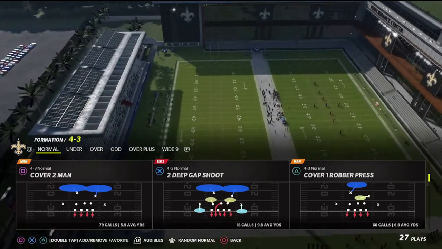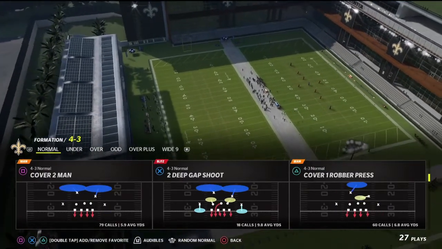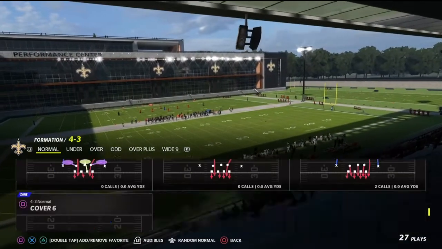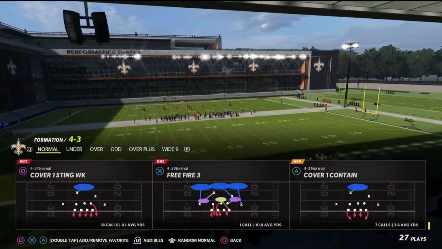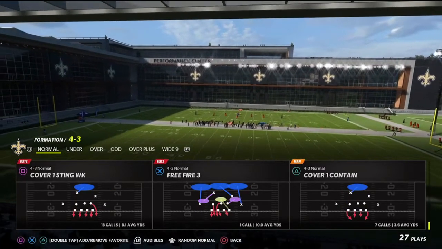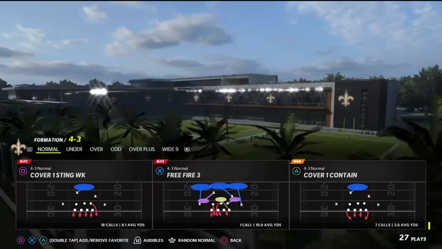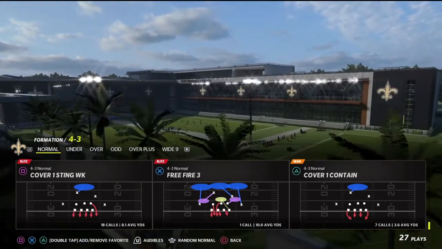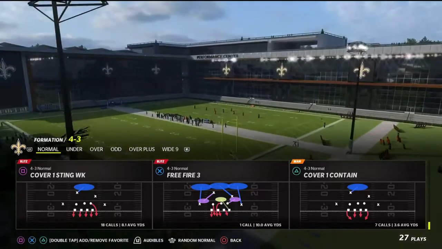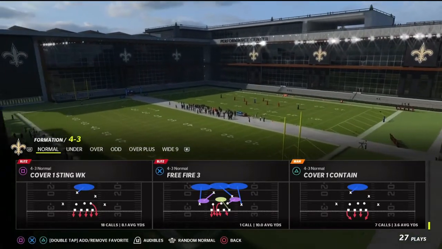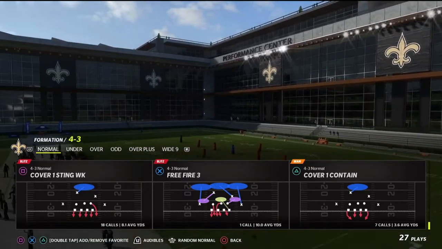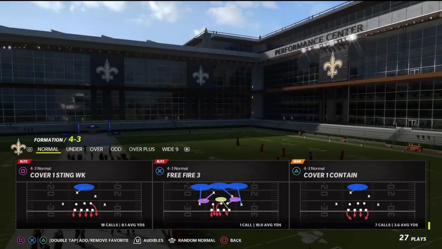Okay, let me find my cover 1 blitz because that's important to show as well. There we go. Cover 1 sting weak, the play on the left, that is considered a cover 1 man blitz. That is a third unique concept in WFL as far as defensive concepts, okay? So that is a third one. So we have so far cover 0 man blitz. We have cover 1 man. We have cover 1 man blitz.